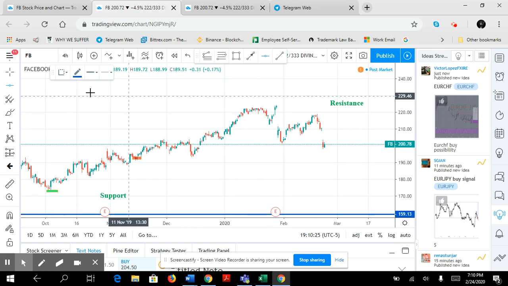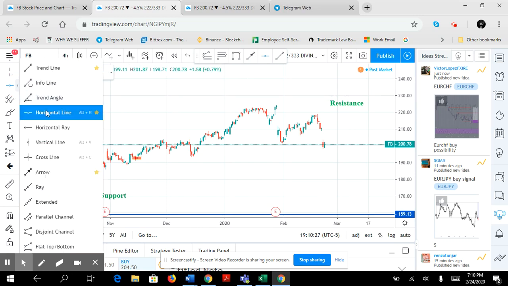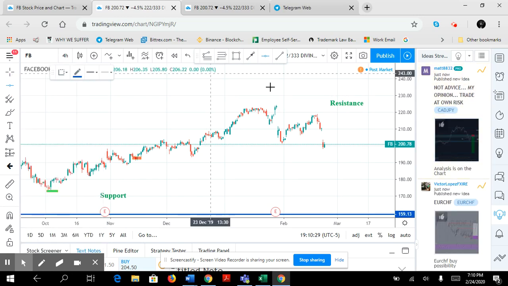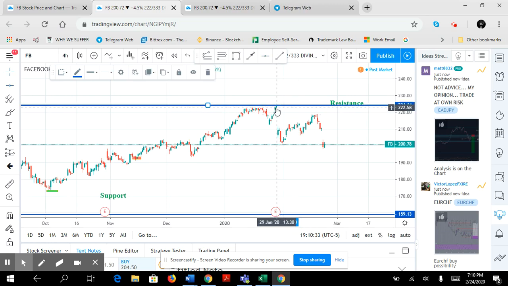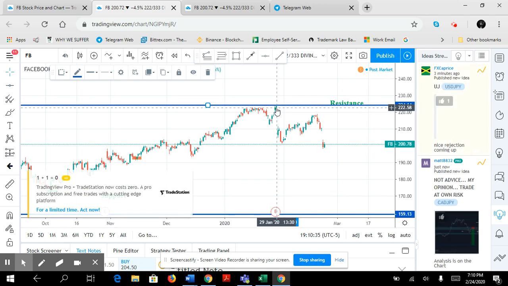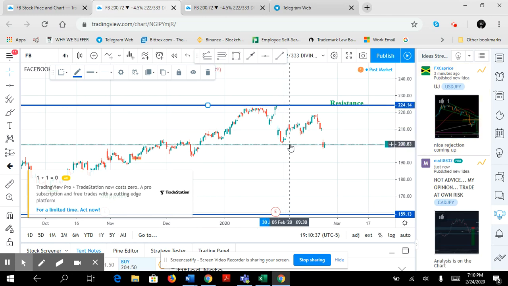I went here because I have mine saved. You go over here, horizontal line, click it right here too. Set it right here. Bam. That's your resistance. All right. What's the next level of support? The lowest level.